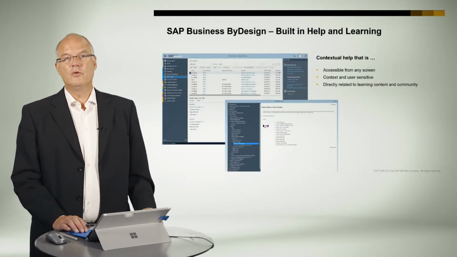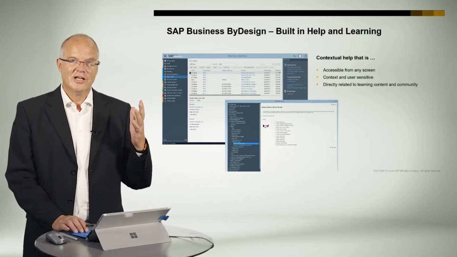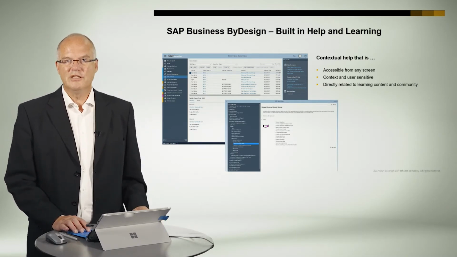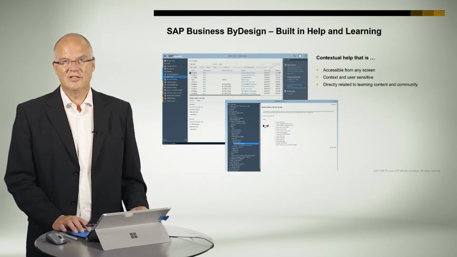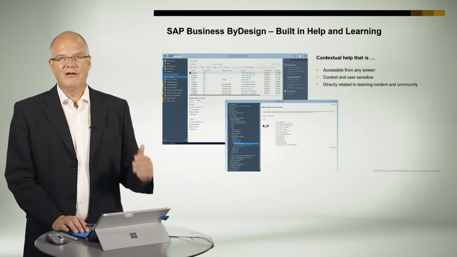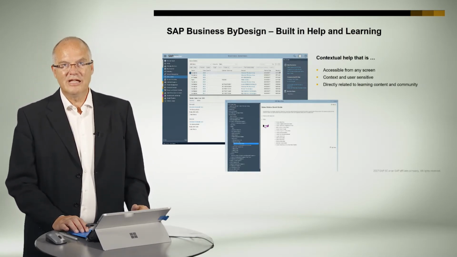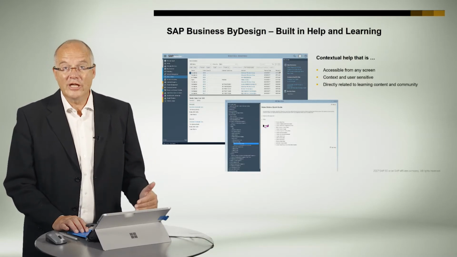Built-in help and learning was one of the key topics for Business by Design, because the typical mid-market companies will not come to SAP training centers and spend weeks there. They expect that they have really good and solid documentation available in the system, but also learning content.